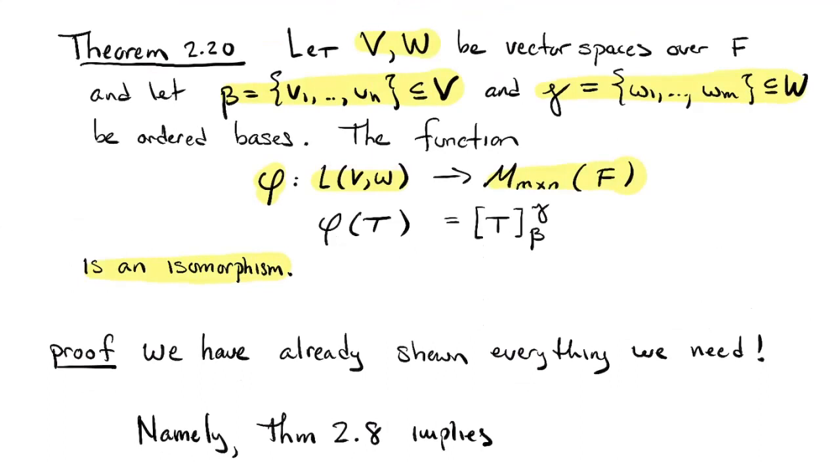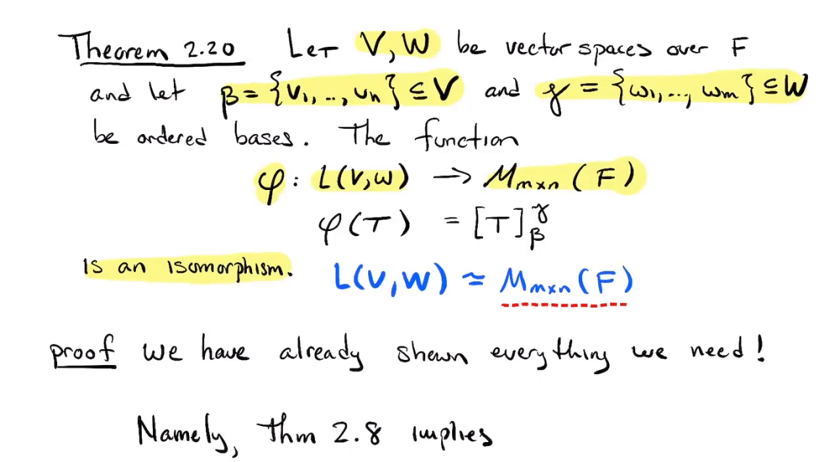So another way to write this symbolically is that the vector space of linear transformations from V to W is isomorphic as a vector space to the vector space of matrices. This is good news, because if you're like me, you understand matrices a little bit better than you understand linear transformations. So Theorem 2.20 is saying that anything you want to know about a linear transformation, you can answer in terms of a matrix.